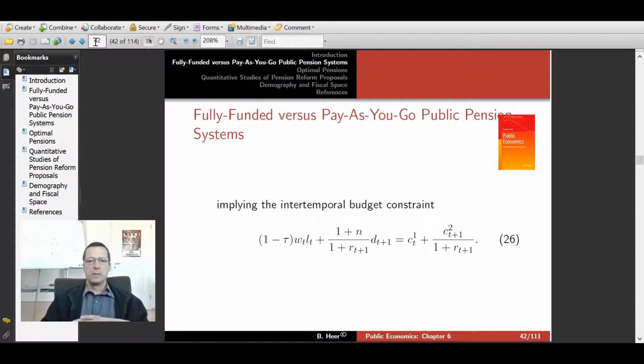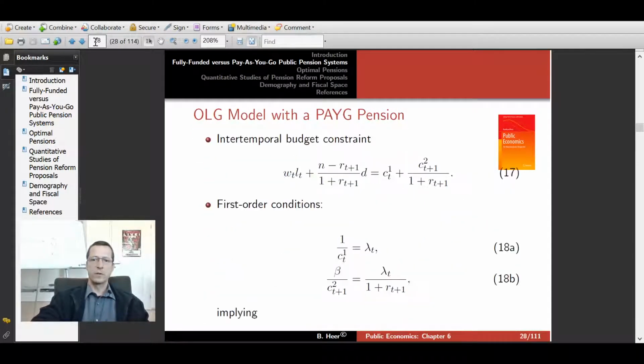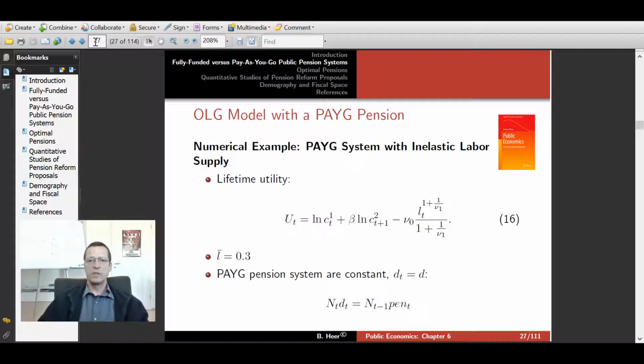When we maximize intertemporal utility subject to this budget constraint, let me remind you of the intertemporal utility that we are using. It's presented in equation 16. We have log utility in consumption c_1 and c_2. Old age utility is discounted with the factor beta, and we have disutility of labor in the specific form here in equation 16. Disutility from labor is nu_0 times l to the power of 1 plus 1 over nu_1, divided by 1 plus 1 over nu_1. So this is a typical utility function for the disutility from labor.